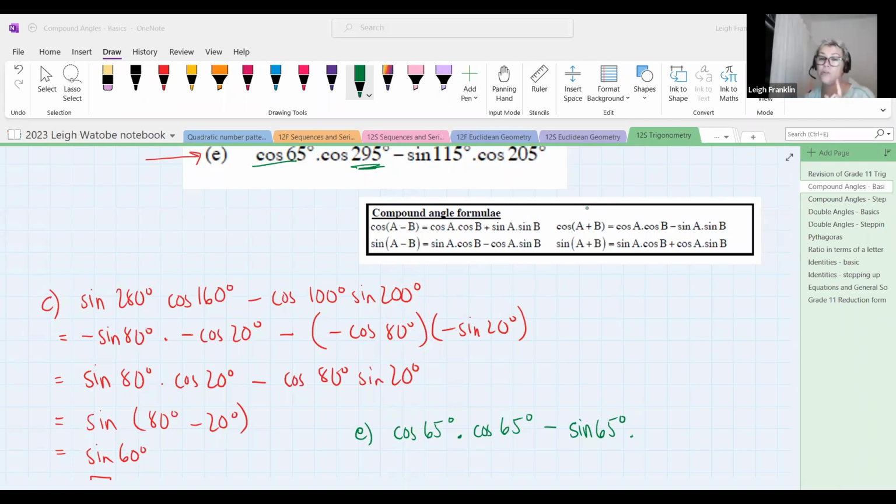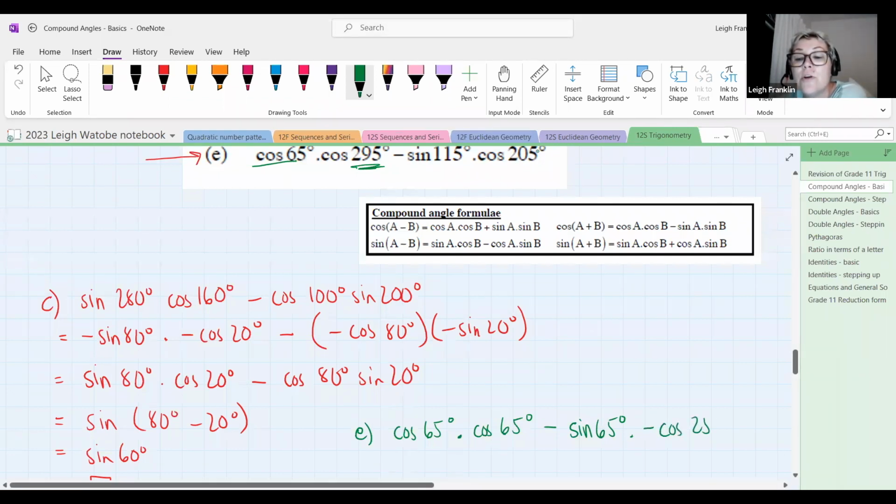Okay, you're not allowed to use 270 minus. It does exist, but you're not allowed to use it. It's got to be 180 plus, 180 minus, 360 minus, or a co-ratio. Because this is the third quadrant, we would write it as negative cos 25. So third quadrant, cos theta is negative, and 205 would be 180 plus 25. Good.